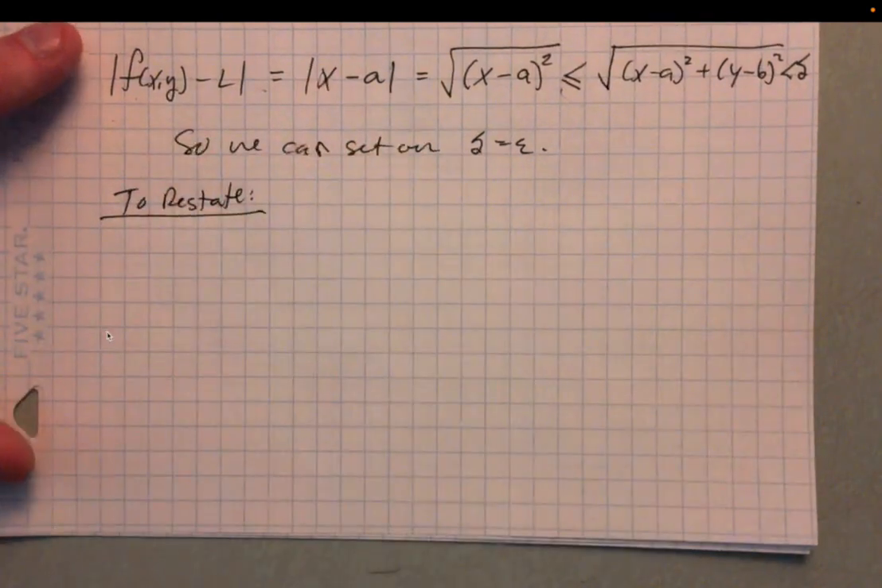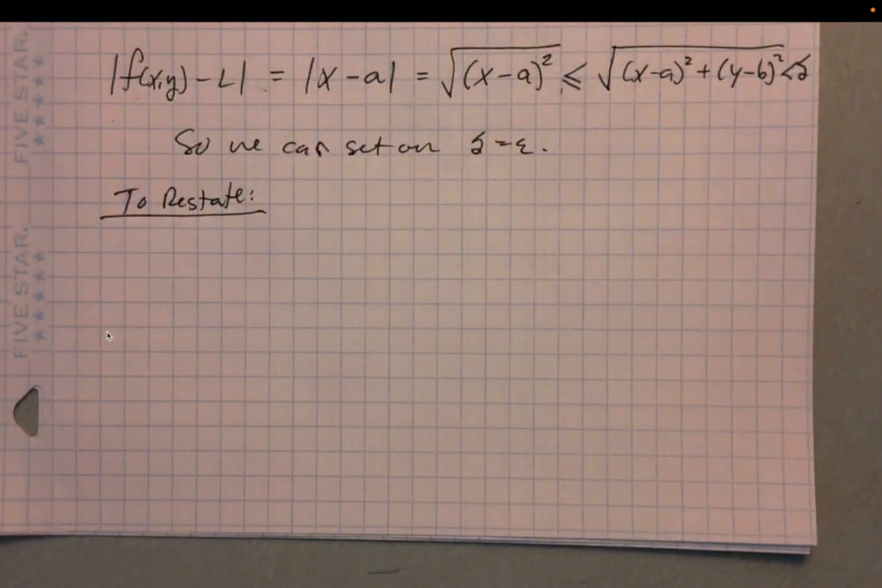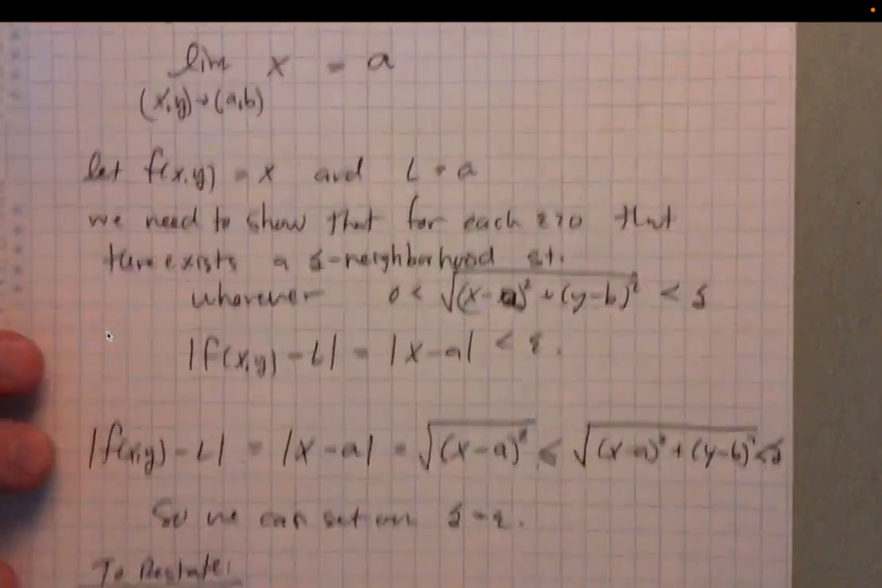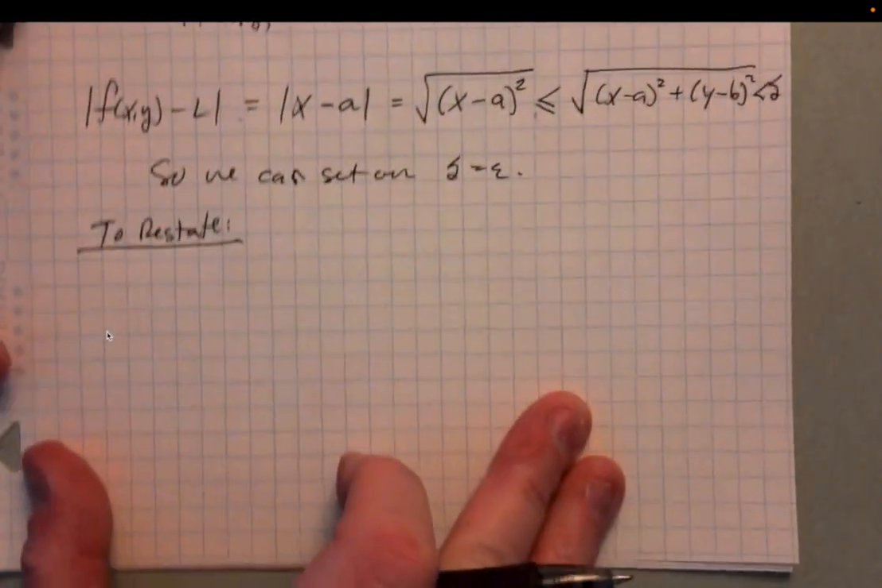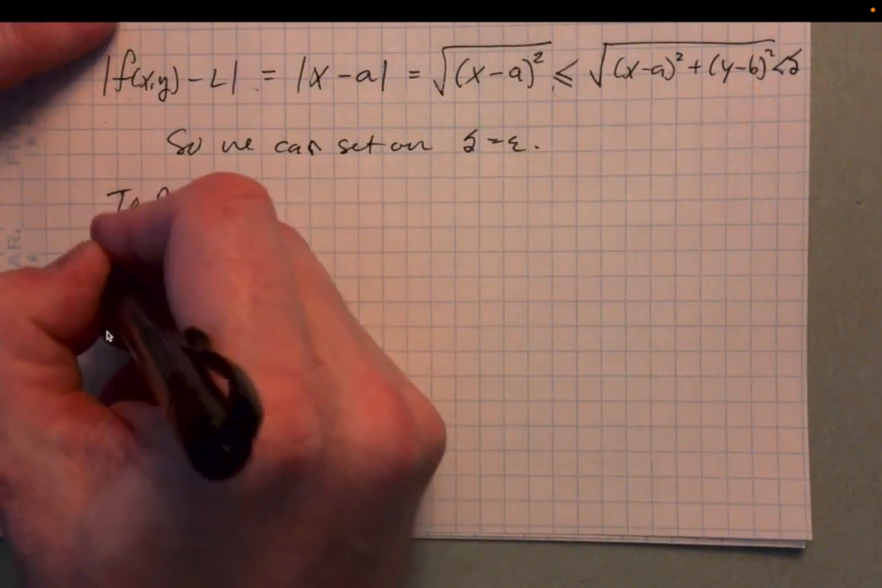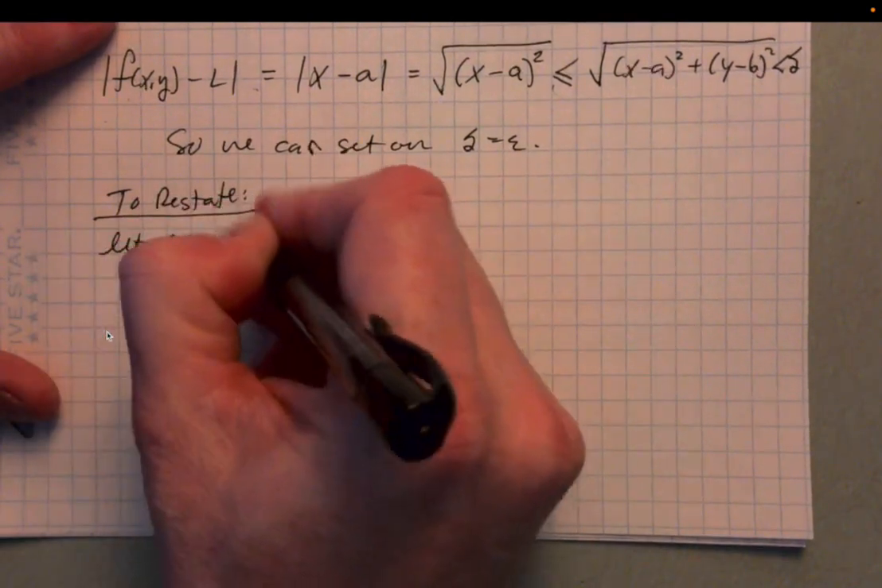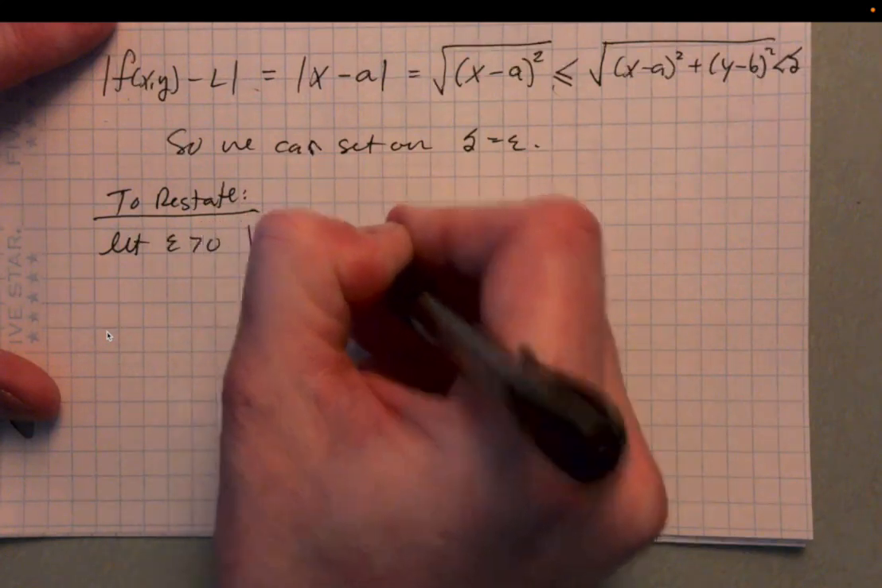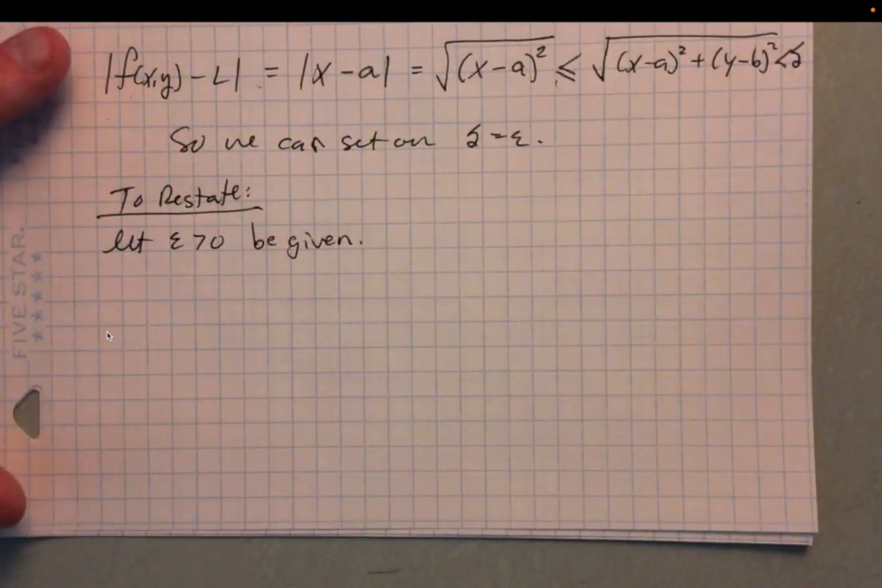Okay, so to restate, I guess this isn't really a restatement. This is more like a statement. The first thing, this bit up here, is just problem solving. Now let's actually restate the expression. Okay, so let epsilon greater than 0 be given. So someone gives you some arbitrary epsilon.